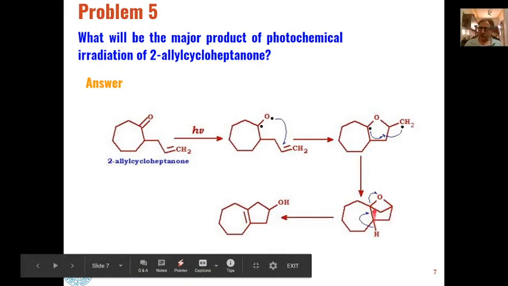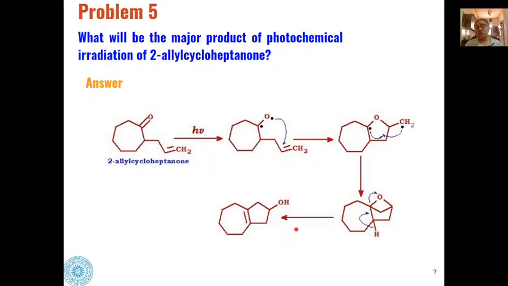And then this beta hydrogen will be abstracted. H radical from here will be shifted to this oxygen, and one electron from here, one electron from here, they will form a carbon carbon double bond. So this is how we will get these types of unsaturated bicyclic alcohols as the product.